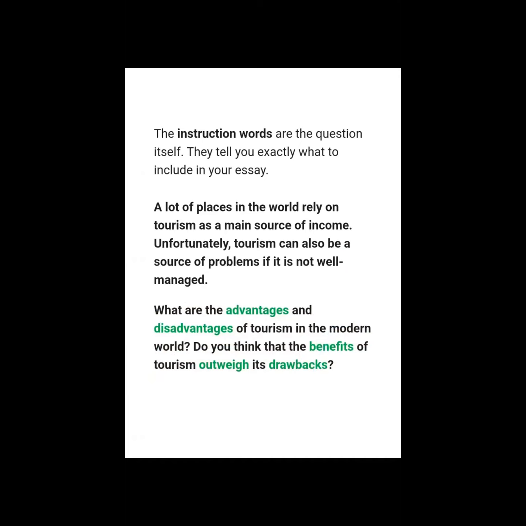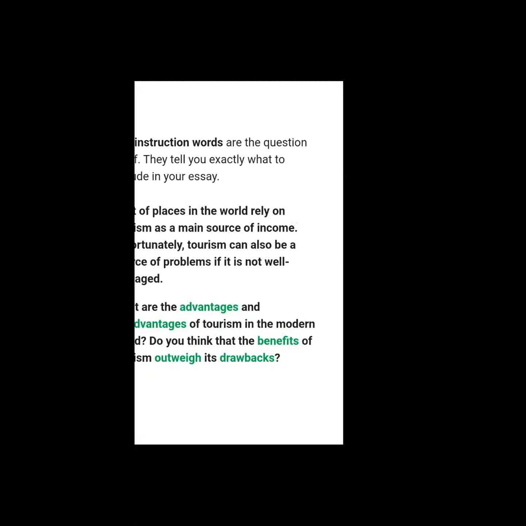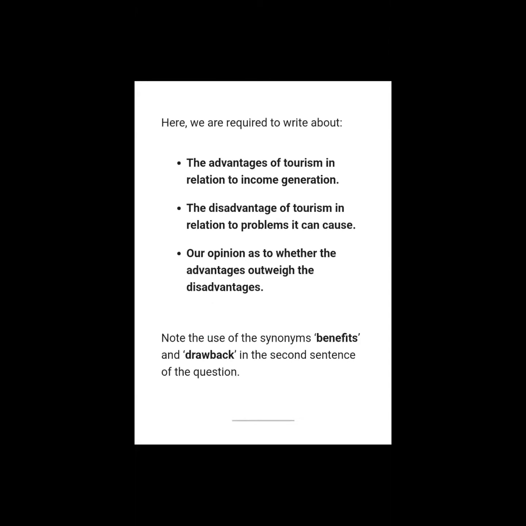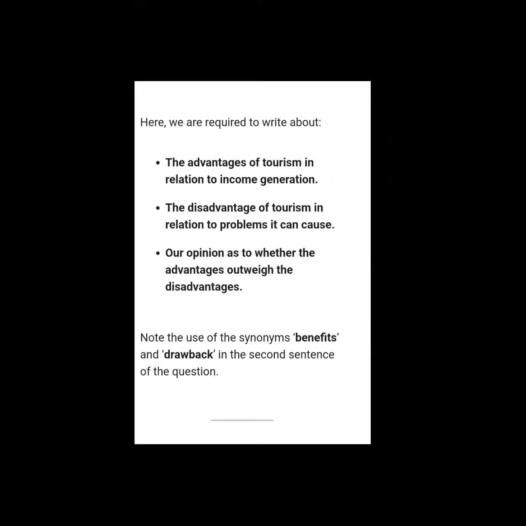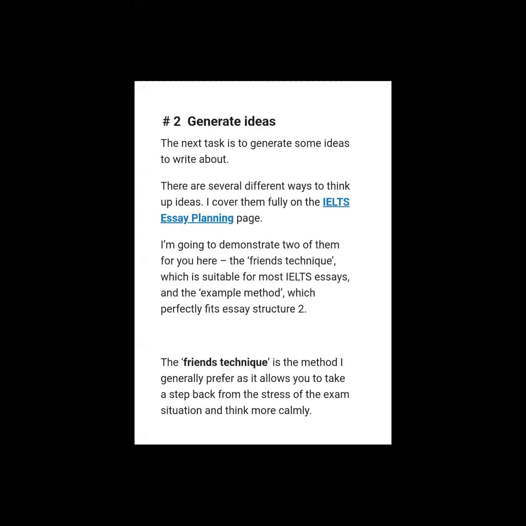So these are the instruction words. Here is all you are required to write about: the advantage of tourism in relation to income generation, the disadvantage of tourism in relation to problems it can cause, and your opinion as to whether the advantage outweighs the disadvantage. Note the use of synonyms, benefits and drawbacks, in the second sentence of the question. Okay, so note that because IELTS is all about synonyms. You have to be ready, open-minded to see synonyms, to identify synonyms.